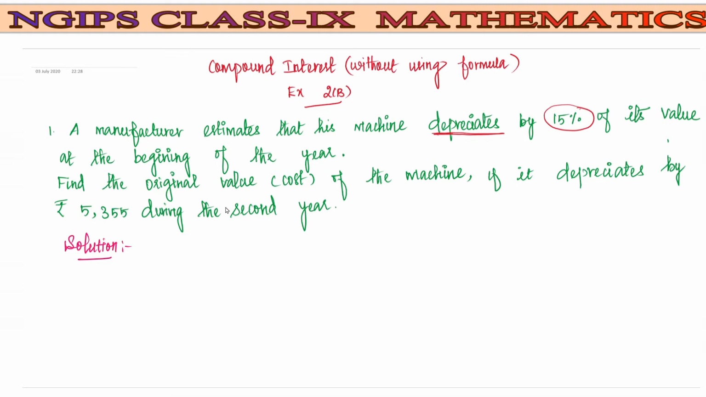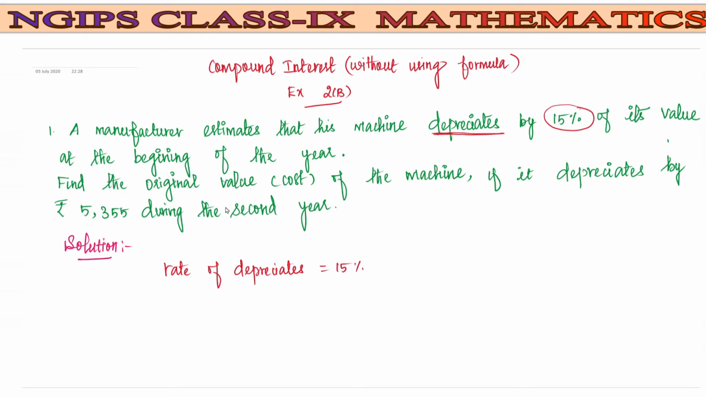We need to find out the original value of the machine if it depreciates by rupees 5355 during the second year. So this is the condition they have given. Now I am going to write here: rate of depreciation is equal to 15% of its value.